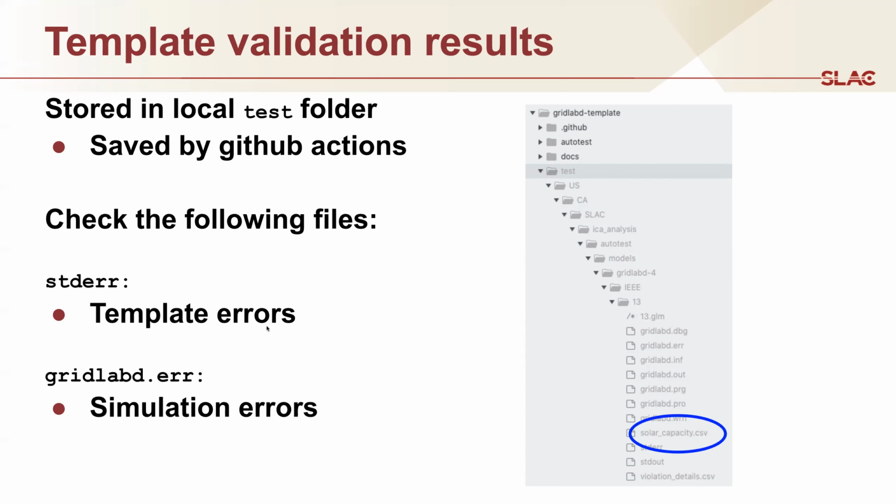So any error coming from the template will be output to the standard error, and any error coming from the simulation will be reported in the Gridlab-D.err file. So that's how the templates themselves output information.